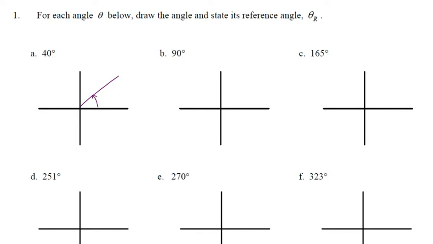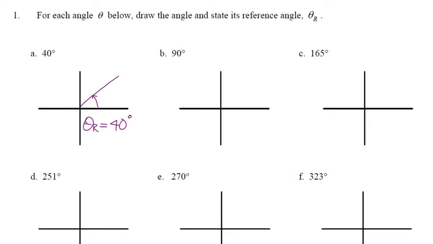So we're showing the rotation is from the positive x-axis, which is the initial arm, which is what makes it an angle in standard position, right? The initial arm is the positive x-axis. We're rotating counterclockwise, so it's a positive rotation, and we're going 40 degrees. And what is its reference angle? The reference angle is measured between the terminal arm and the x-axis. So what's this angle? 40, right? So we're going to say theta r is equal to 40 degrees.